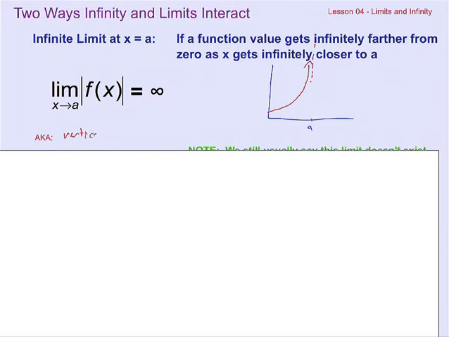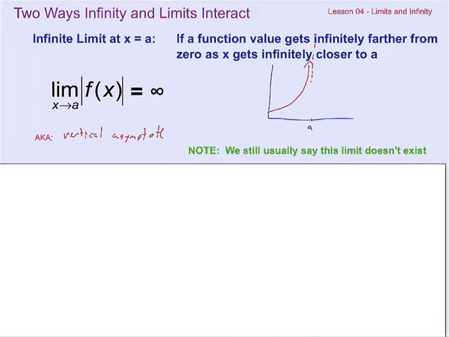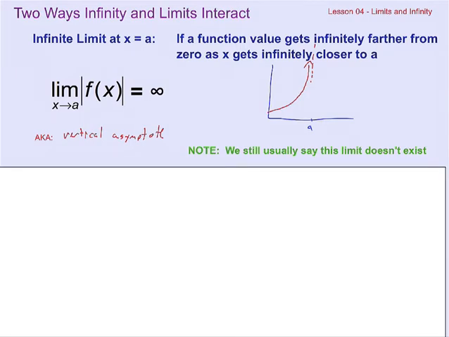So what we've called a vertical asymptote in the past, we can still call it that, but now we also know that there's a way to write that as a limit. It is important to note, by the way, that generally speaking, we would say in this situation that the limit does not exist.